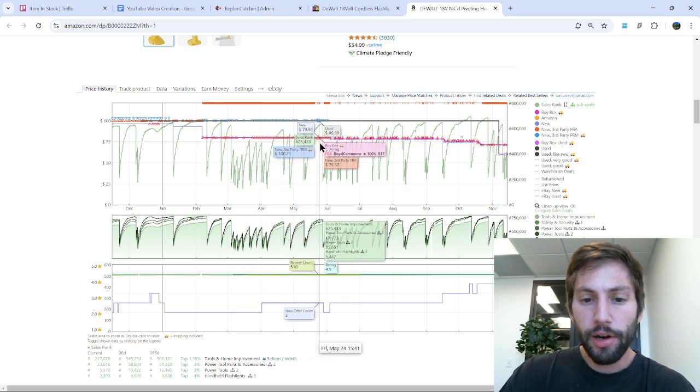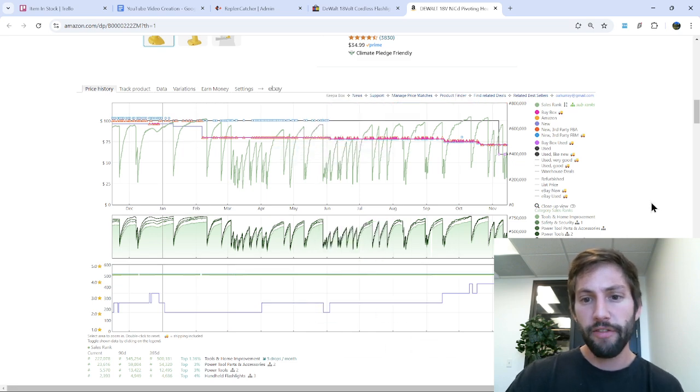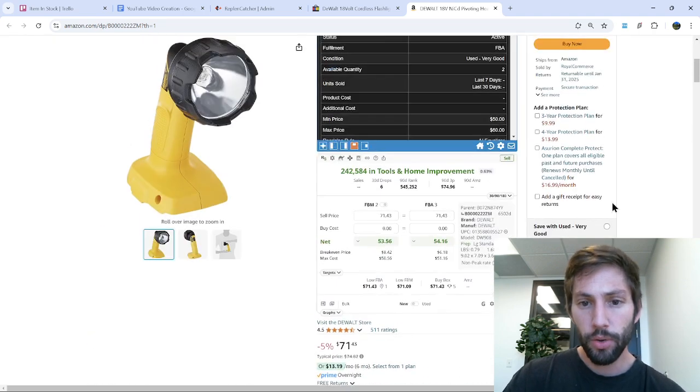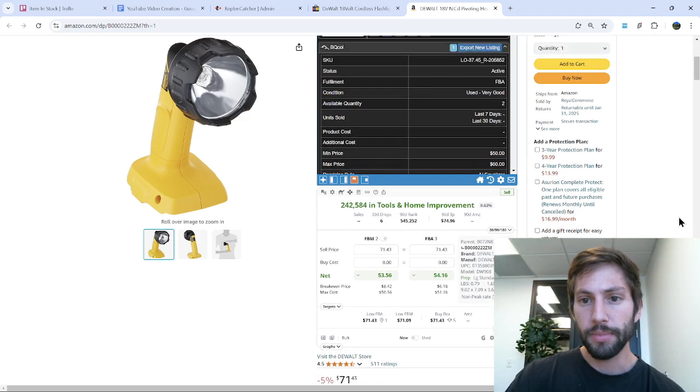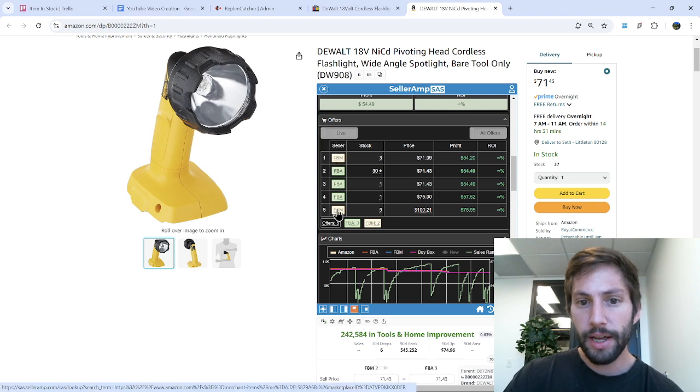A lot of FBA here, and sometimes people are just getting FBA buy box and it looks like there's no FBM buy box because no FBM is on the listing, although I don't think that's the case this time. You can see here there's 2 FBM sellers. If you want to look on Seller Amp, you can see that here. There's this guy and this guy.